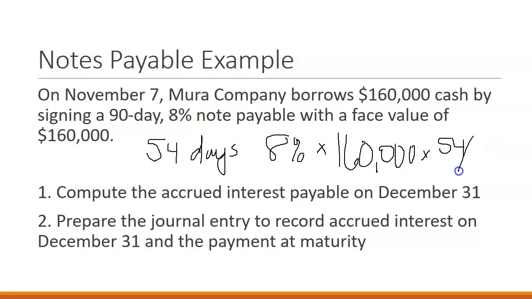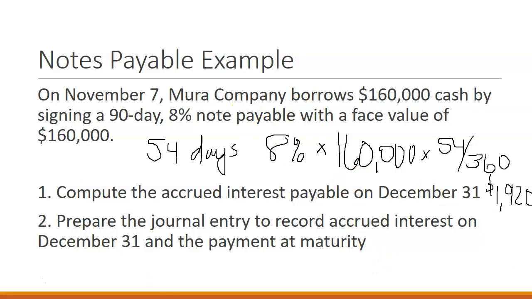For this example, we're going to divide by 360. So remember that your homework will tell you how many days you should divide by. So we take 8% times 160,000 times 54 divided by 360. That gives us an accrued interest payable on December 31st of $1,920. The journal entry to record that accrued interest on December 31st then is a debit to interest expense and a credit to interest payable.